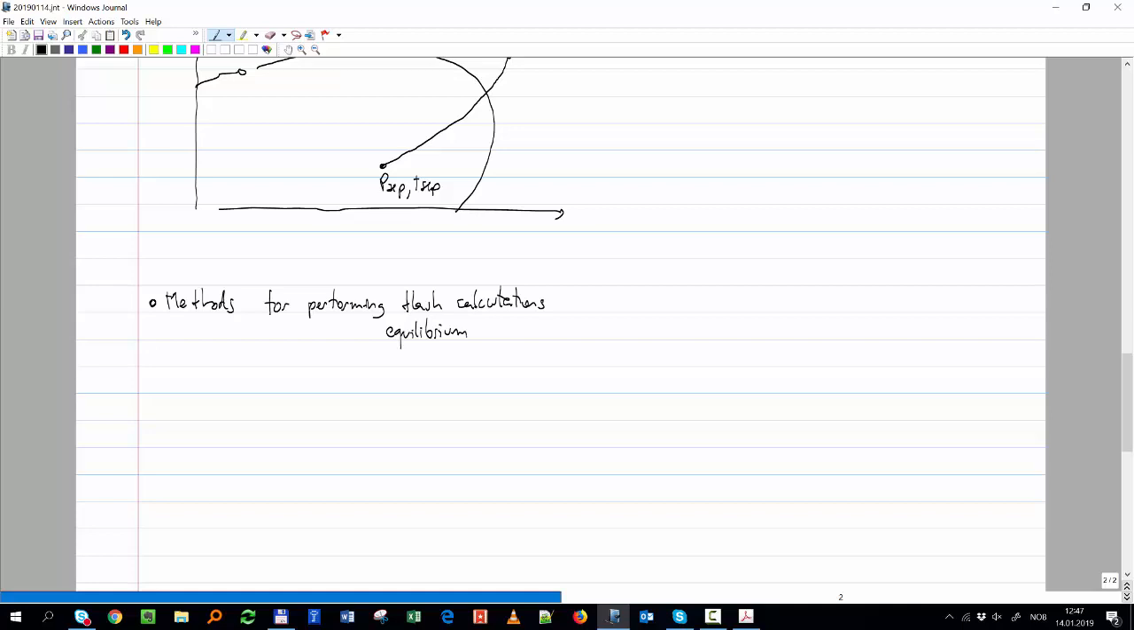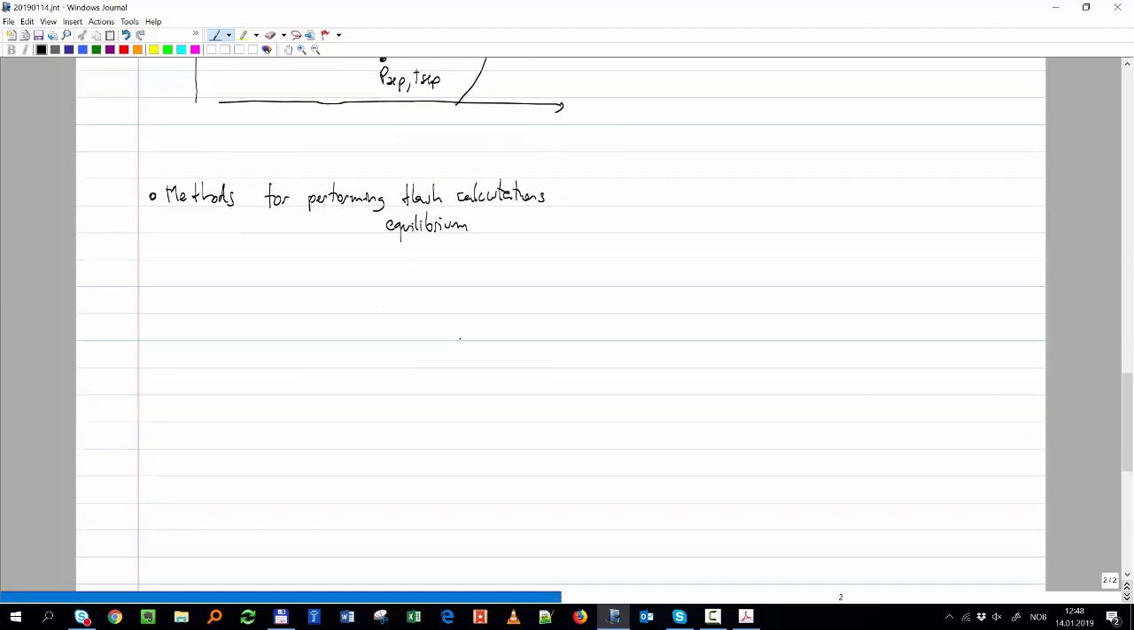Basically we have a mixture, we have a composition, and we are somehow inside the envelope, and we want to calculate how much vapor and how much liquid we have at that point. That's essentially what I need for a multi-stage separation process. Flash calculation or equilibrium calculation.